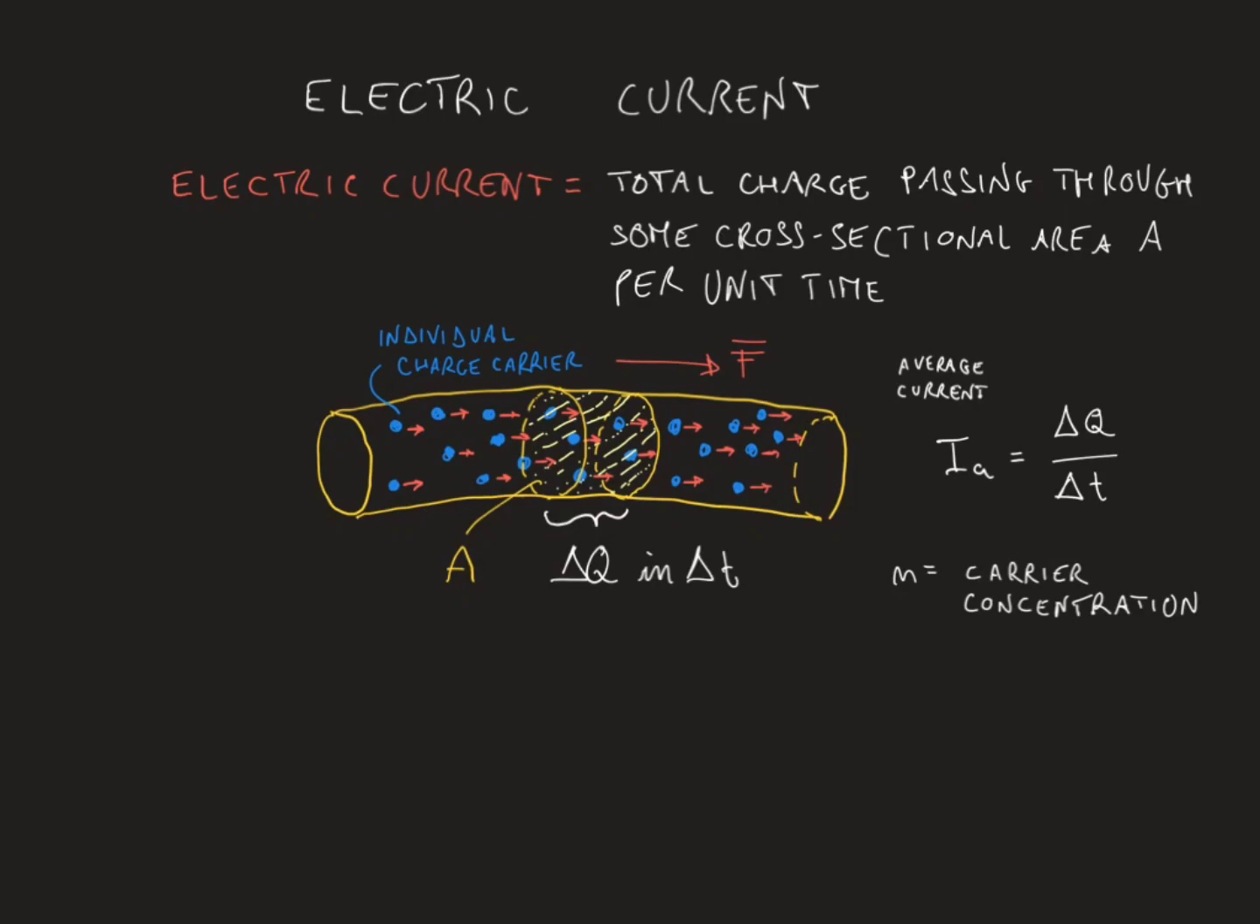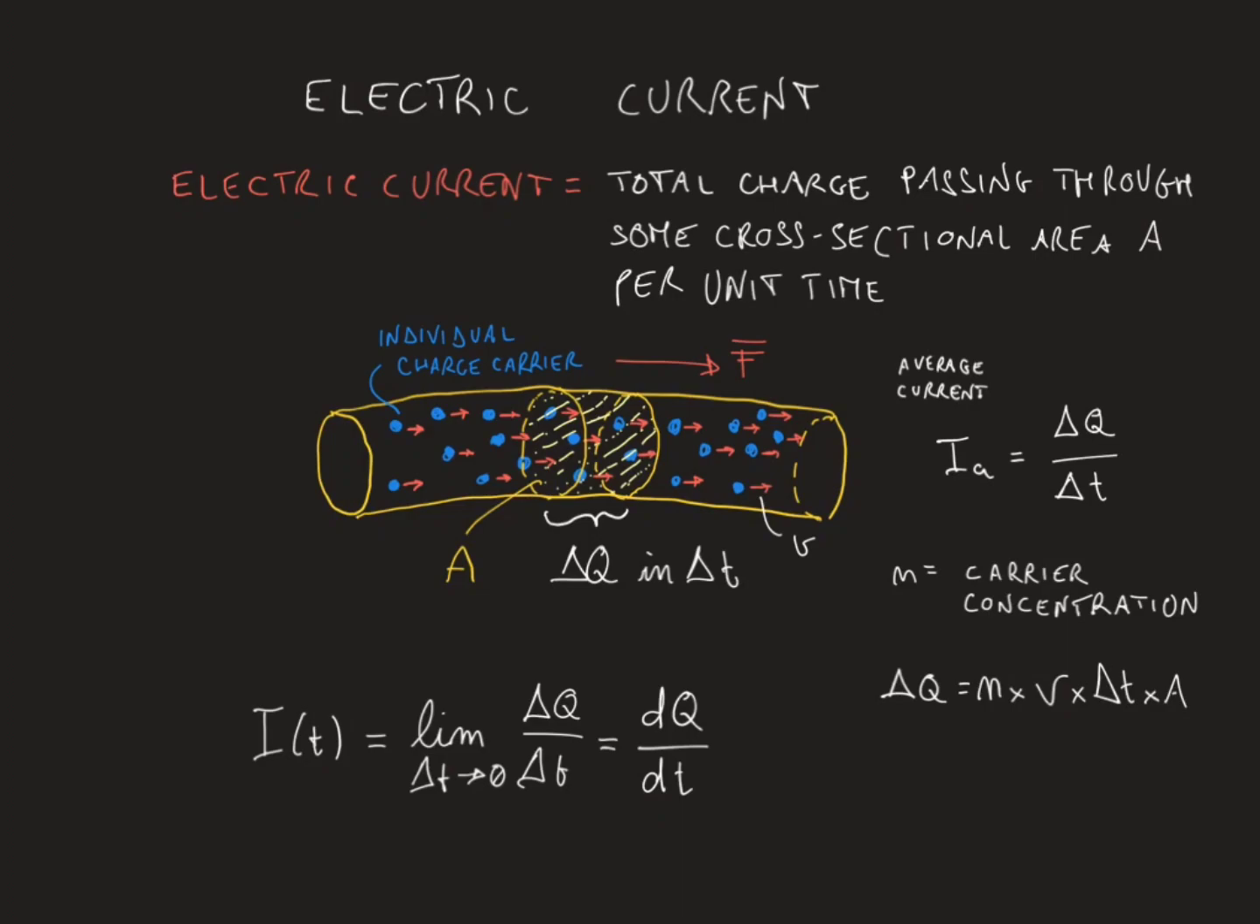Note that if N is the concentration of the charge carriers in the wire and the charge carriers move at speed V, then the amount of charge delta Q in the shaded volume is given by the concentration N times the speed V of the charge carriers times delta t times the area of the cross-section of the wire. If we take the limit as delta t goes to 0, we can define the instantaneous current I as a function of t as the instantaneous rate at which the charge passes through the section of the wire. The rate of change of the charge with time represents the definition of the electric current.